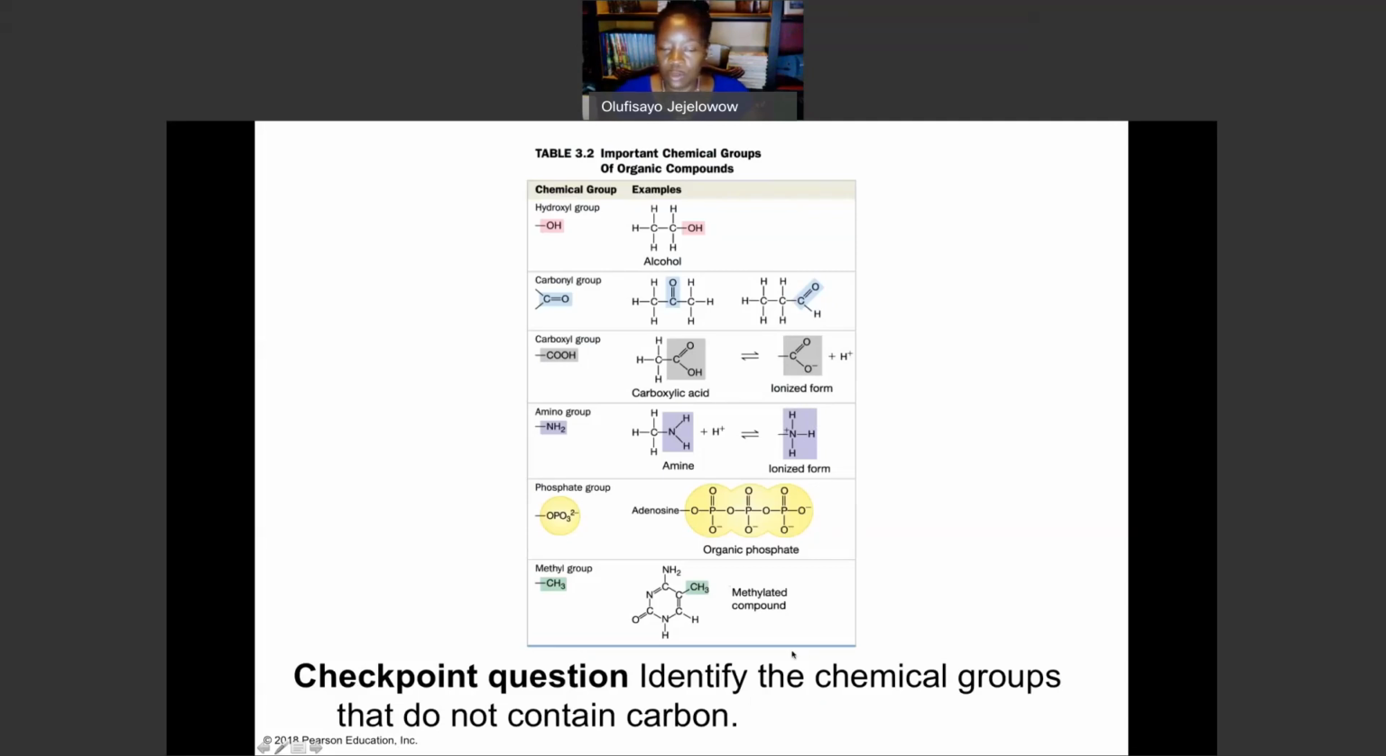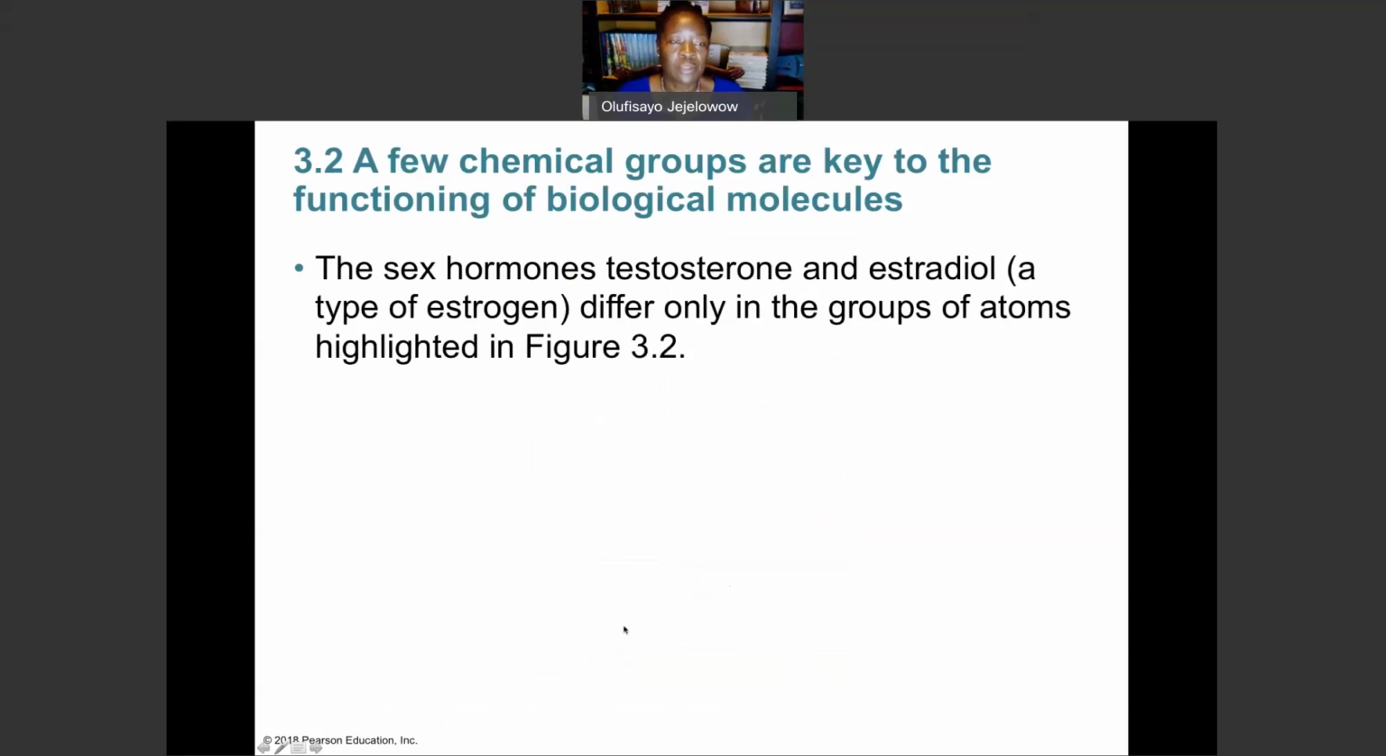So checkpoint question, remember to answer them. Identify the chemical groups that do not contain carbon. Of these 6, which chemical group does not contain carbon? And email them to me. So a few chemical groups are key to the functioning of biological molecules.